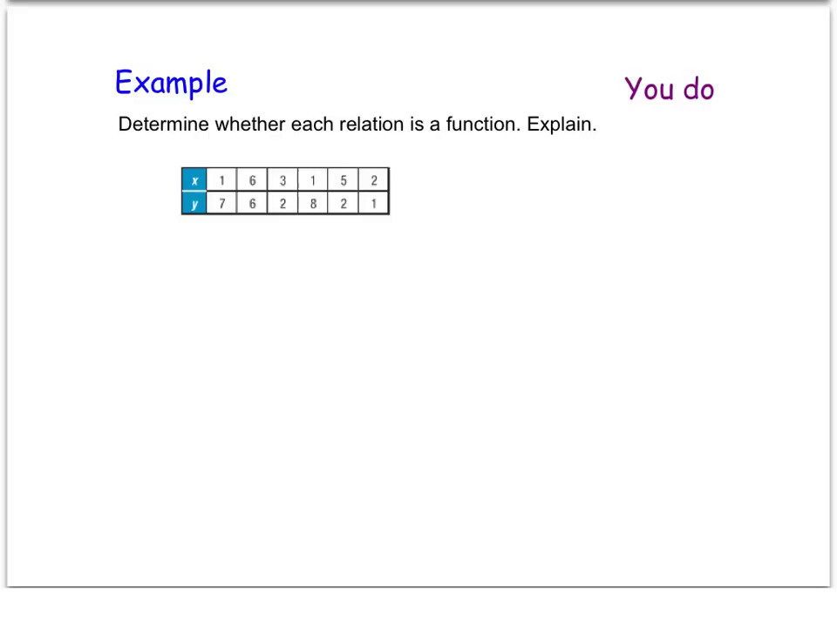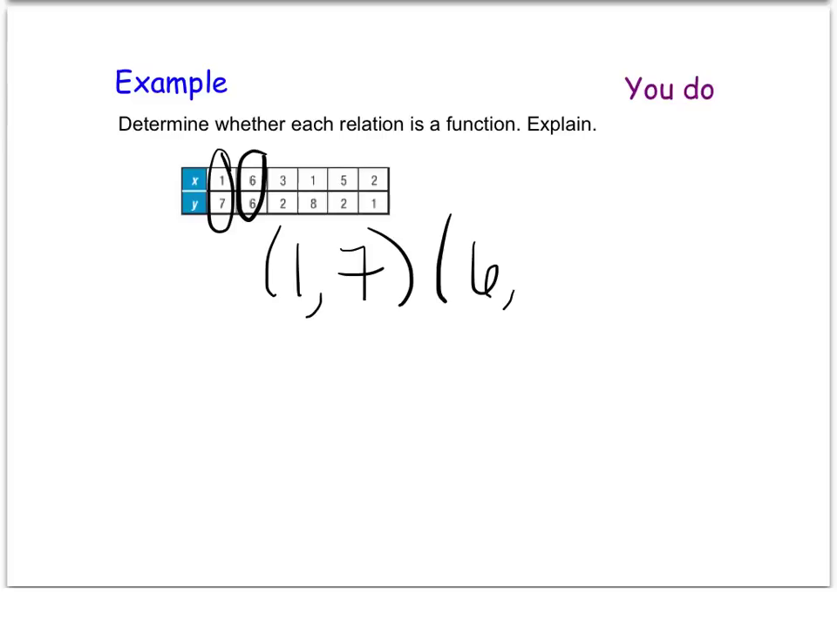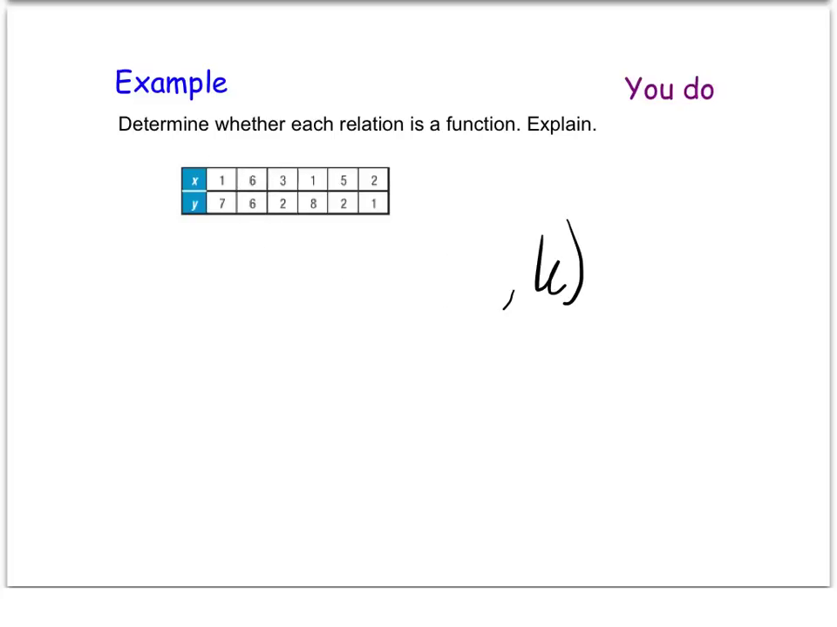Okay, so now we're still seeing if this is a function or not. And this is a little bit different than before because we had ordered pairs before, and now we're just seeing it in a table. So let's look at this couple right here. That would be the same thing as saying like 1, 7. So it would be familiar like the one before. This would be like saying 6, 6, and so on. Okay, so it's the same thing, we're just seeing it in a table format.